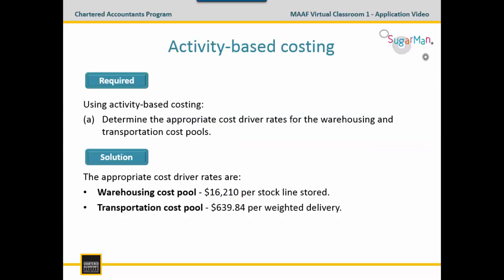Here is a summary of our answer. Note that in the exam, it is advisable to show all workings. If you make a mistake, you want the examiner to be able to see your workings in order to gain as many marks as possible.